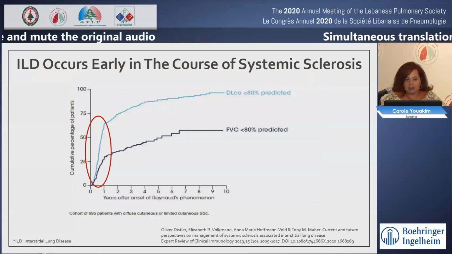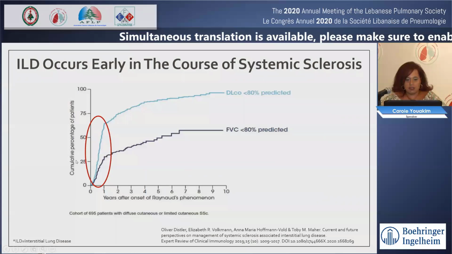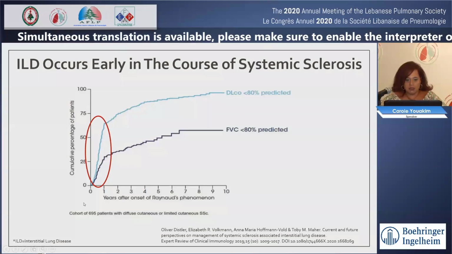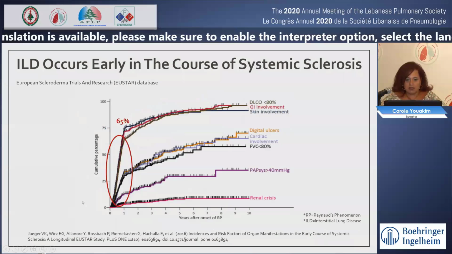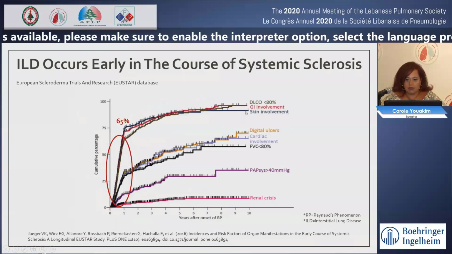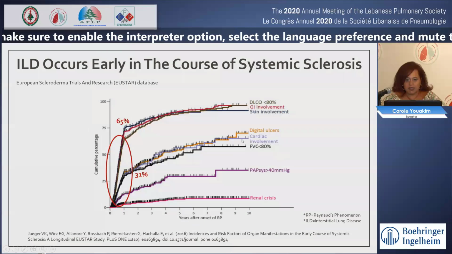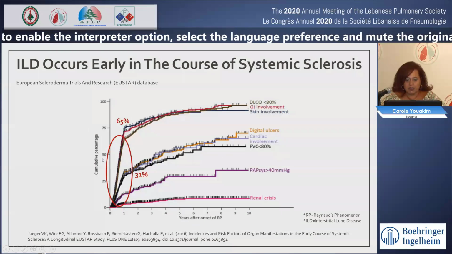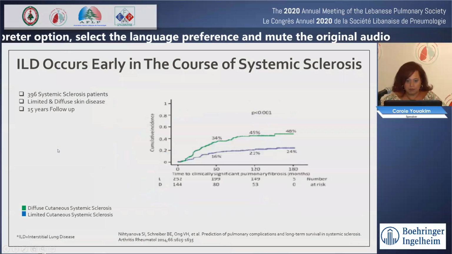Interstitial lung disease typically occurs early in the course of systemic sclerosis, and pulmonary function test abnormalities are seen within 1 year after the onset of Raynaud phenomenon. These are data from the USTAR database. 65% of the patients had a DLCO less than 80%. 31% of the patients had an FVC less than 80% within 1 year after the onset of Raynaud phenomenon.